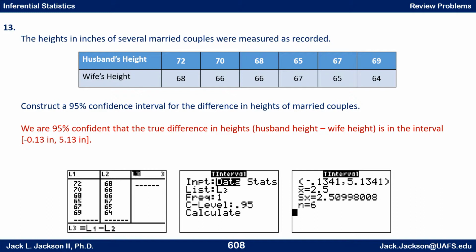Okay, x-bar is right in the middle of that interval, which is 2.5. So on this particular sample, the husband averaged 2.5 inches taller than the wife, and the standard deviation was also about 2.5, 2.50998, and the n was 6. For this to work, we would really need those L3 values to be not too highly off of normal.